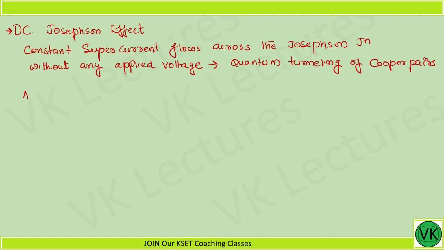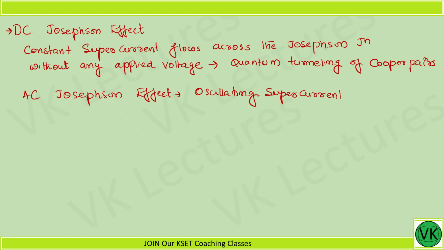Now coming to the AC Josephson effect. Here the alternating or oscillating supercurrent flows across the Josephson junction when a constant DC voltage is applied.